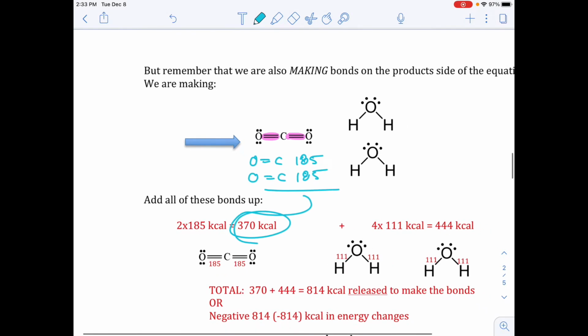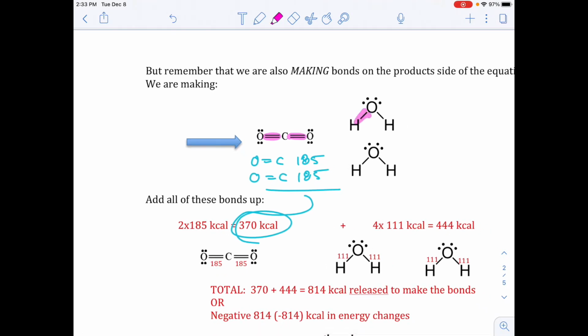And then I do the same thing to these two water molecules. I have 111, 111, 111, 111, which totals 444. So then here's my reaction total: 814.